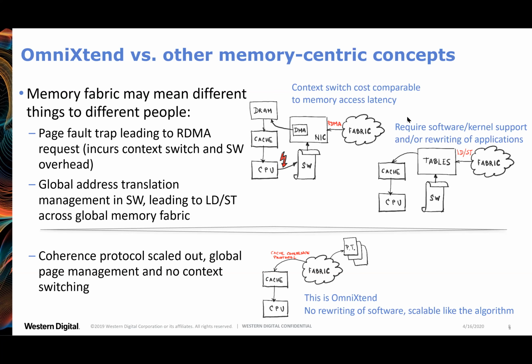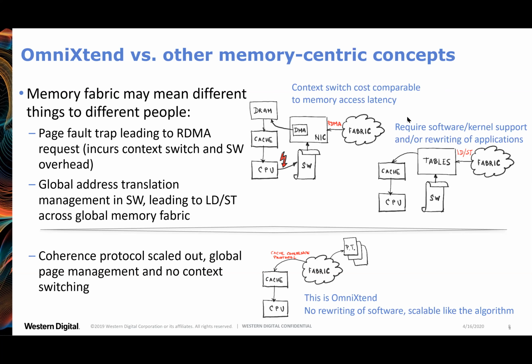Now, a lot of you might have heard about things such as Gen-Z, and that's the picture on the right, where you do away with the DMA engine and you have some sort of tables that translate your local address space to the cloud addressing, but you still have some software that manages this. In the case of Gen-Z, this was called the librarian, and there are other solutions out there. So this is, again, not what we mean by OmniXtend and TileLink.